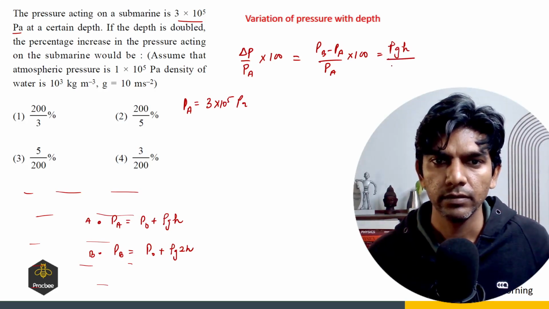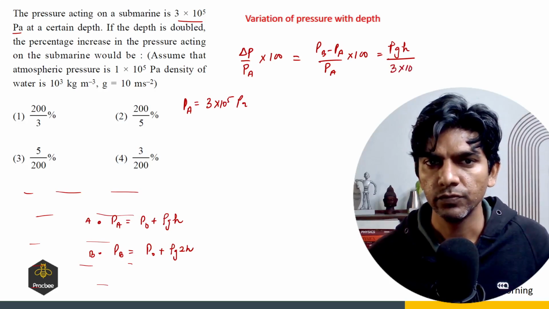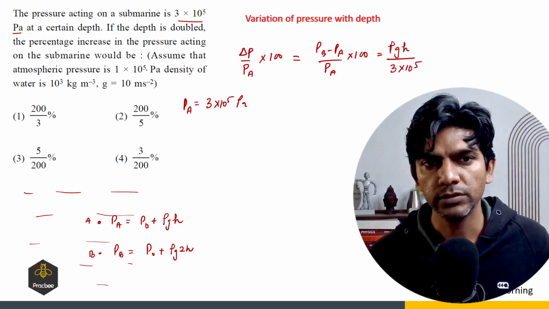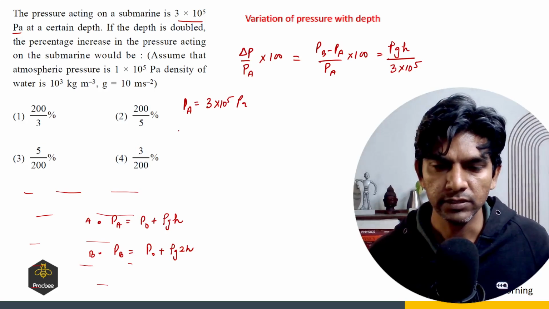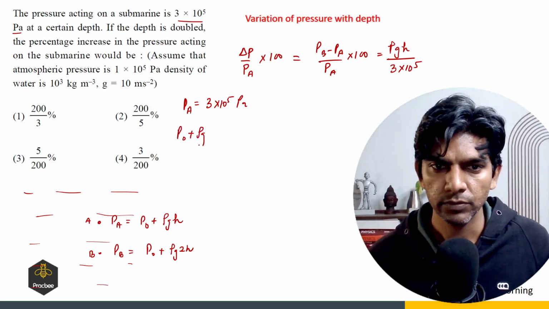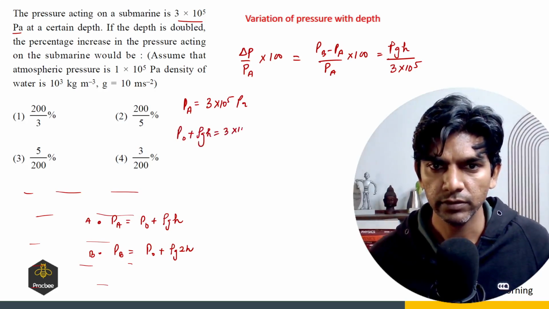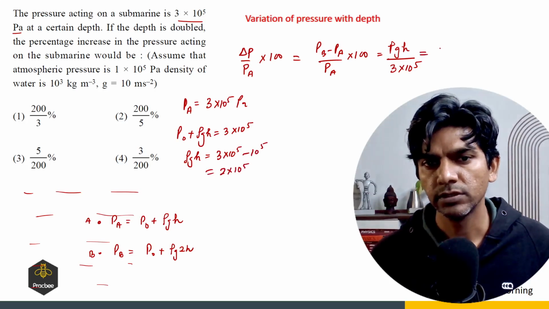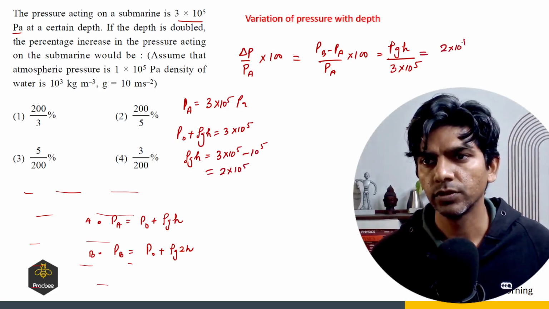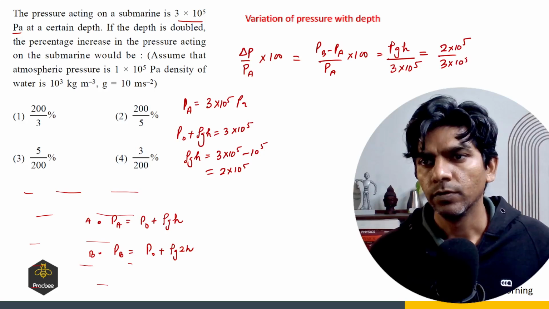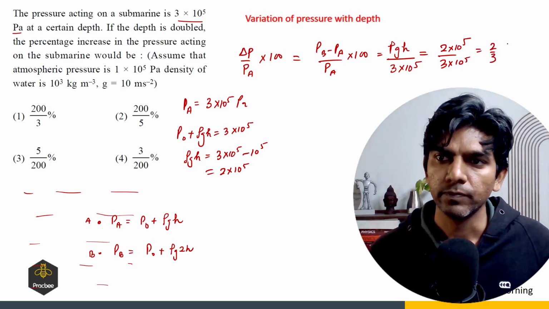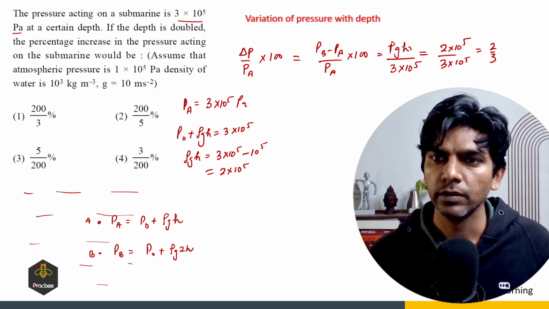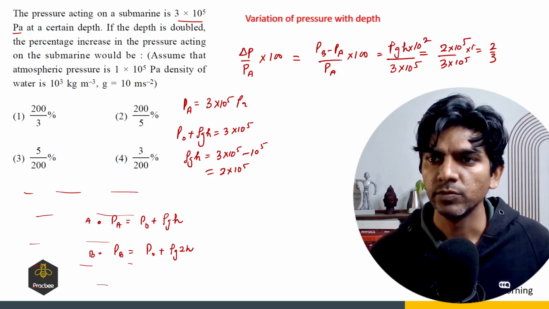divided by 3 into 10 raised to power 5. And atmospheric pressure is 10 raised to power 5. So we can say P naught plus rho gh is 3 into 10 raised to power 5. So rho gh will be 3 into 10 raised to power 5 minus 10 raised to power 5, so that will be 2 into 10 raised to power 5. So this rho gh is nothing but 2 into 10 raised to power 5. So from this we are getting 2 by 3 times 100.